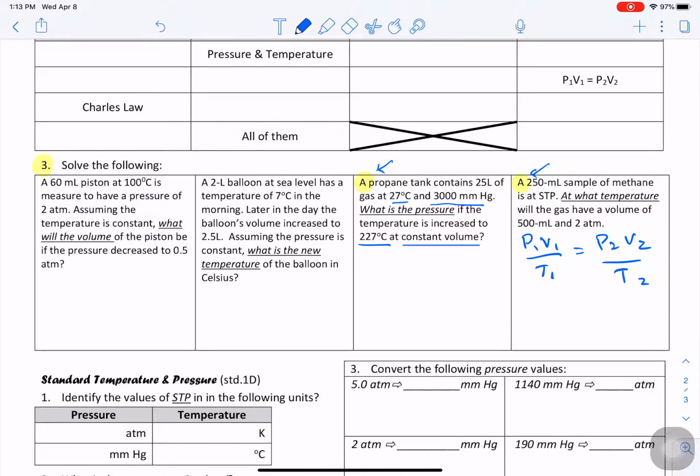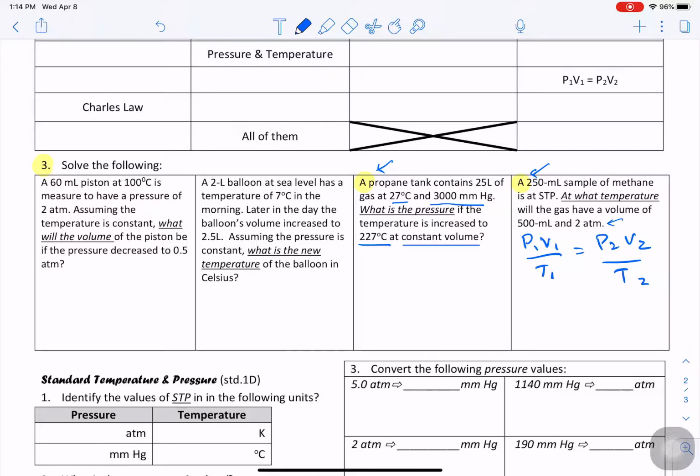Now once again, we got to make sure our temperature's in Kelvin. As for our pressure and our volume, they can be whatever units you want them to be in as long as it's consistent. So STP, we got to remember what STP is. STP stands for standard temperature and pressure. Standard temperature is 273 Kelvin. Standard pressure could be 1 atmosphere, 760 millimeters of mercury. Let's go ahead and utilize atmosphere because our final pressure is already in atmosphere.